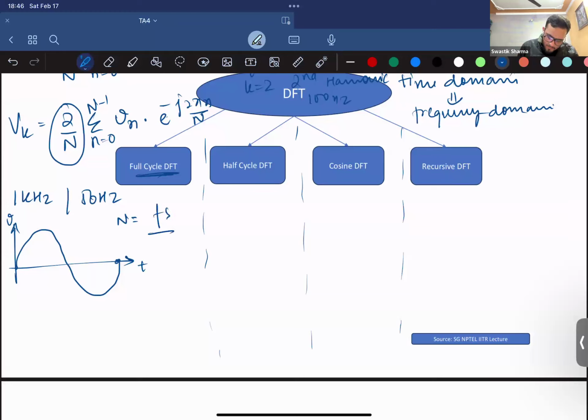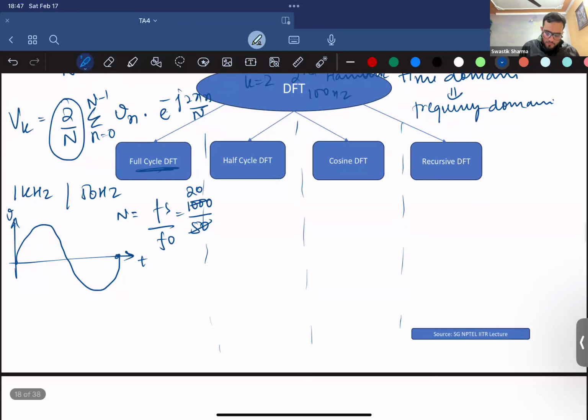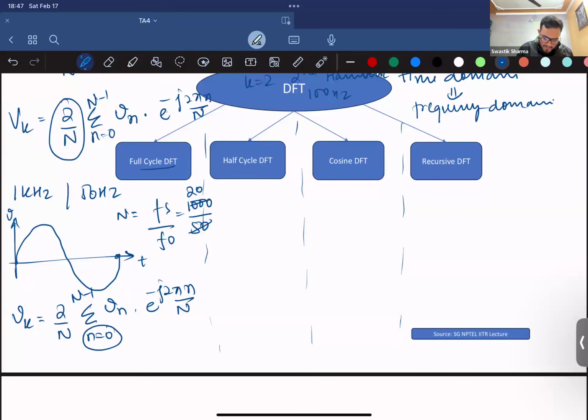Okay, so it's Fs upon F naught, which is 1000 upon 50, which comes out to be 20. So the total number of samples for one full cycle will be 20. So when you do it for a full cycle, your Fourier transform would look something like this, right? You will sum it from 0 till N minus 1. That is, you are taking the whole 20 samples that you used to sample the one cycle of that signal that you want to capture.